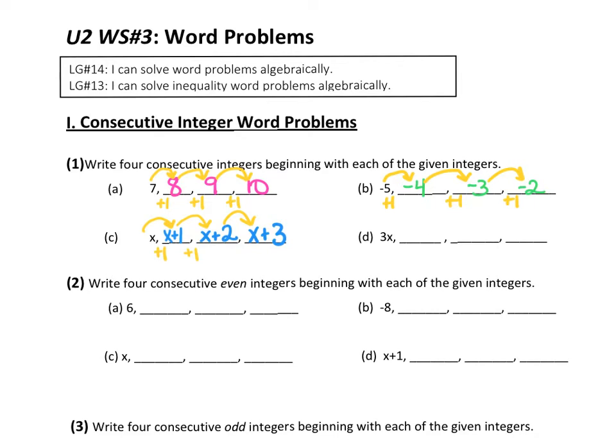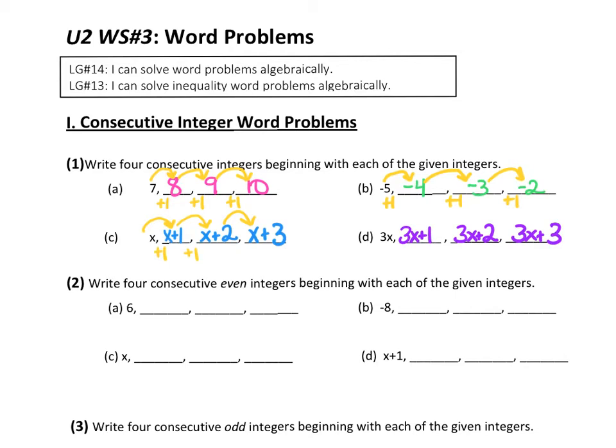So for letter D, we start with 3x. To get to the next integer, we still have to add 1. So this is going to be 3x plus 1, 3x plus 2, and then 3x plus 3.